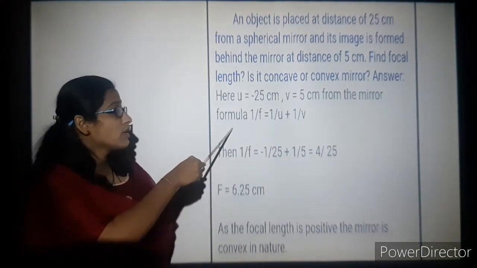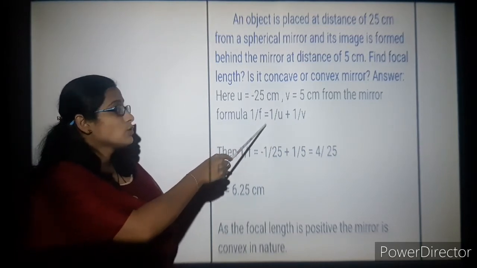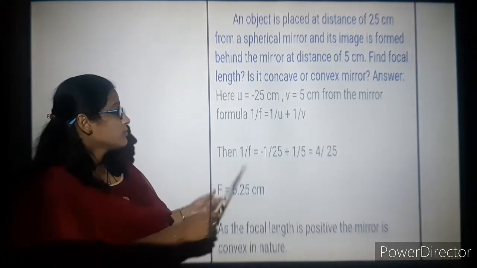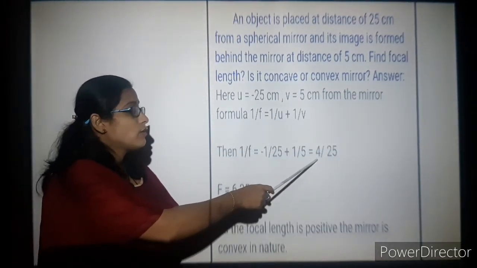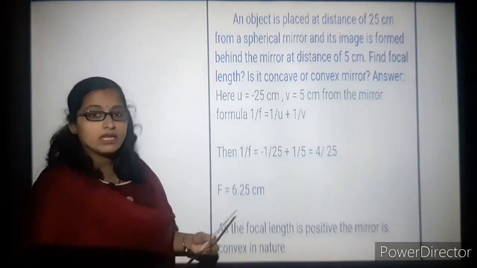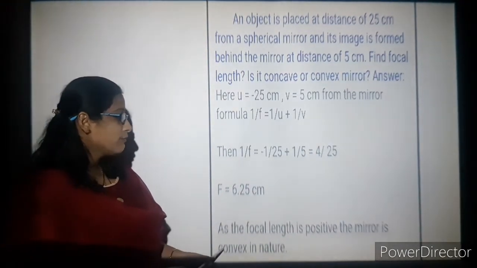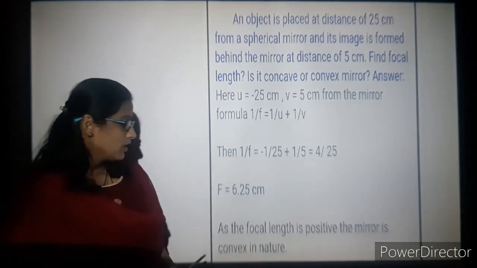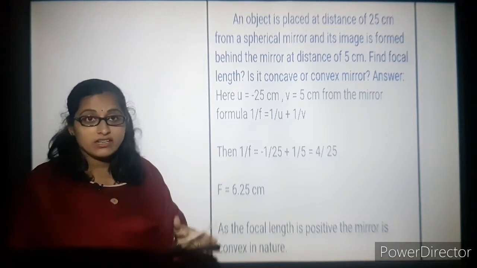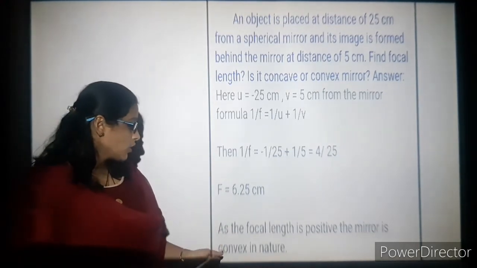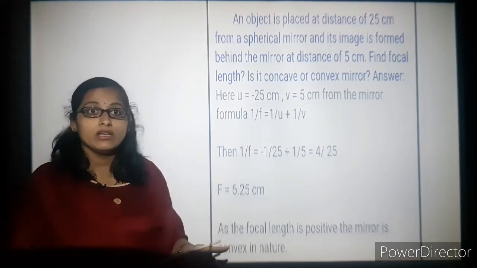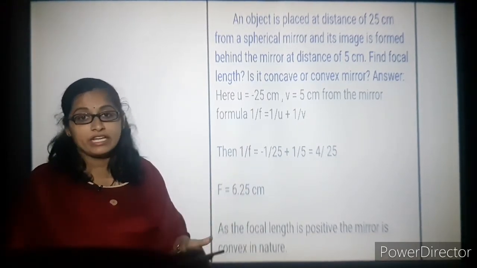And what is the formula here? 1 by f is equal to 1 by u plus 1 by v. You need to substitute it and you will get the value as 4 by 25, and your focal length is 6.25 centimeters. As the focal length is positive, refer to the sign convention. It is convex in nature and the mirror is convex. Otherwise, if it was negative, it would have been concave.